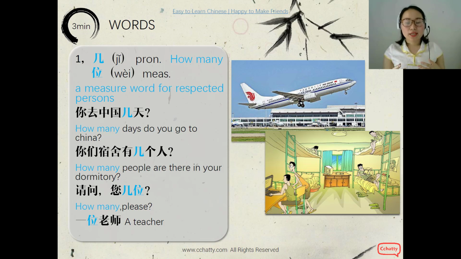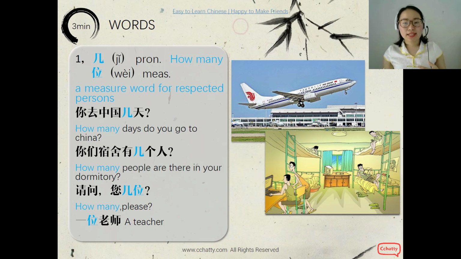So how many? For how many, we have 2 expressions. The first one is 几, and the pattern is 几 plus a measure word and the noun. The second word is a measure word, 位, which is a measure word for people.